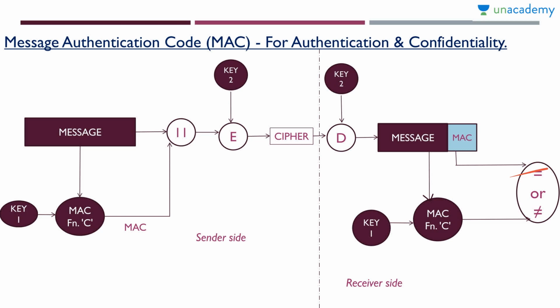Okay, so that is one method for authentication and confidentiality. If a third party comes here, he won't understand what that message means. So there is confidentiality and there is authentication. This is one method for authentication and confidentiality.